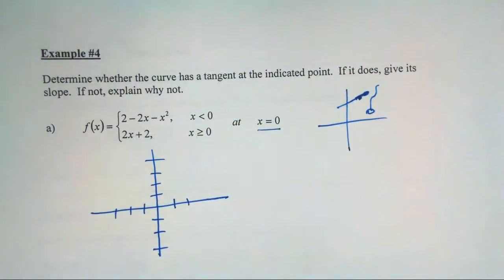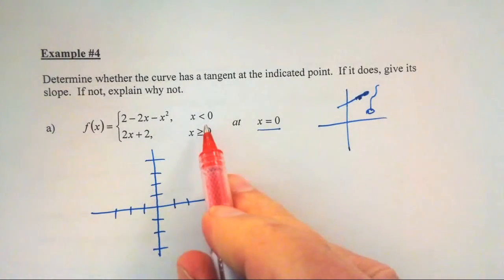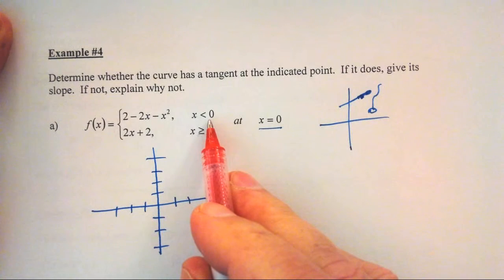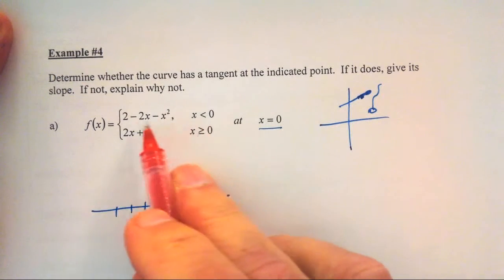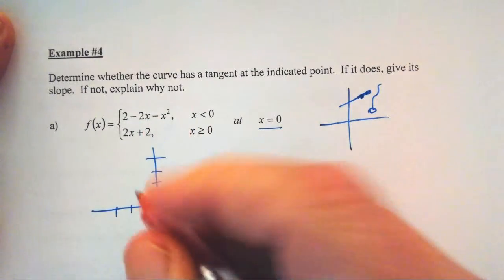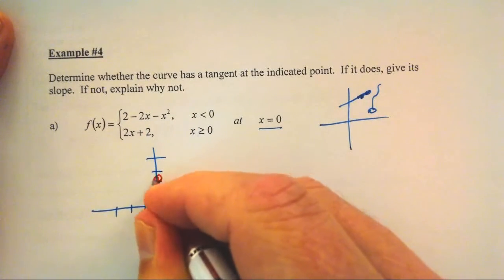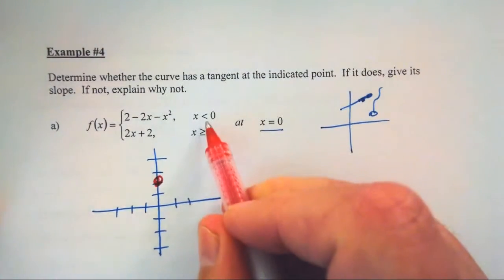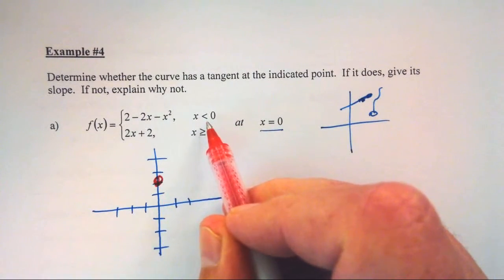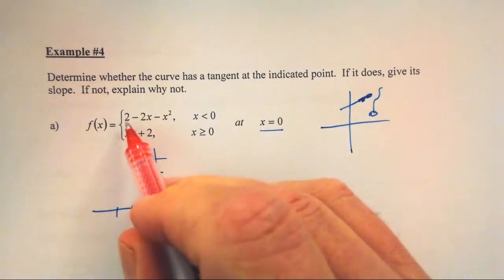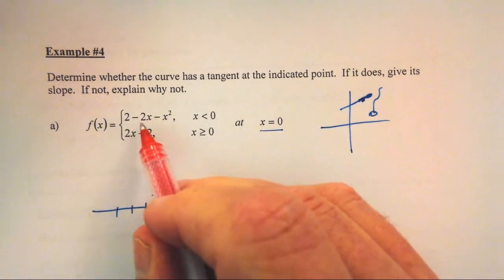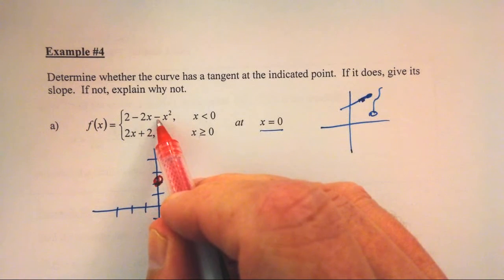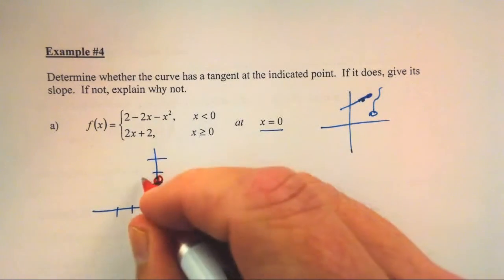Okay, so I'm going to start here, and I'm hunting at 0 with a circle. I put in 0, I get 2 minus 0, which is 2, with a circle. So I got a circle there. And then I want to put in some values that are less than 0, so I'm going to put in -1. When I put in -1, I get 2 plus 2 minus (-1) squared, 4 minus 1, 3.